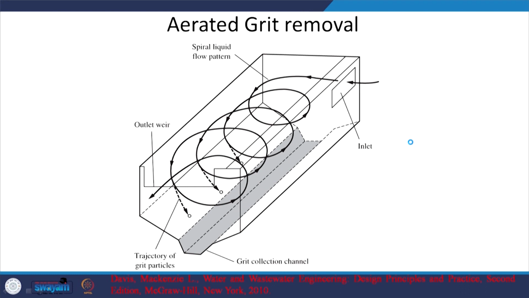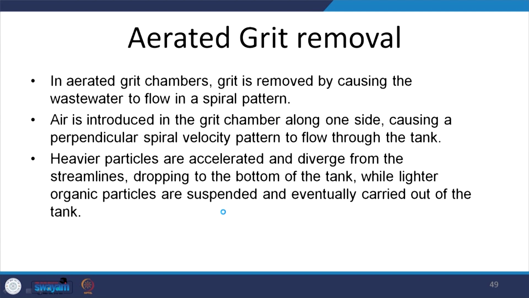If you want to look at more compact systems, or you want better removal in a way where it is not dependent upon the flow rate coming in, you will look at aerated grit removal, where you are going to pump air in to create a spiral flow path for the relevant particles. Because of that, again, the heavier particles will be settled out or removed at the bottom, the trajectory of the grit particles. Let us see if we have a relevant picture out here.